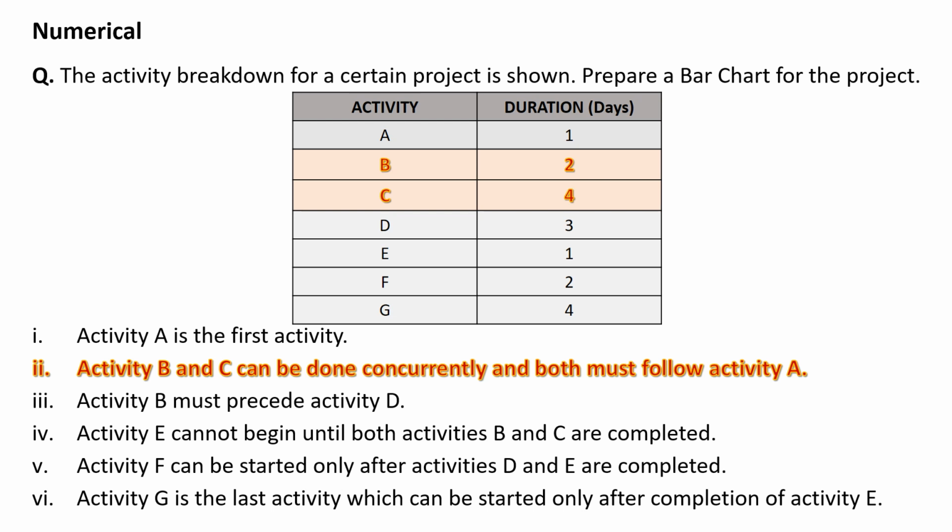So first we need to know what is the meaning of the term concurrently? So concurrently is also called simultaneously or start at the same time. That means activity B and activity C can be started at the same time, and both these activities must follow activity A. That means after completion of activity A, both the activity B and activity C can be started at the same time. Now let's see how we can draw these activity B and activity C.